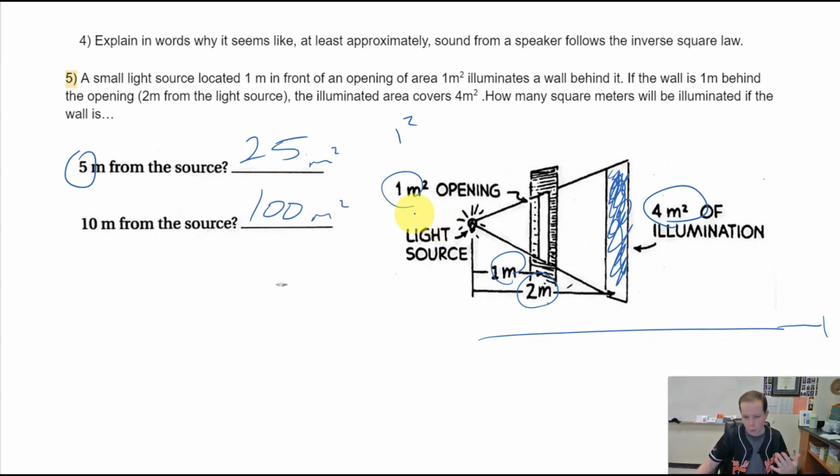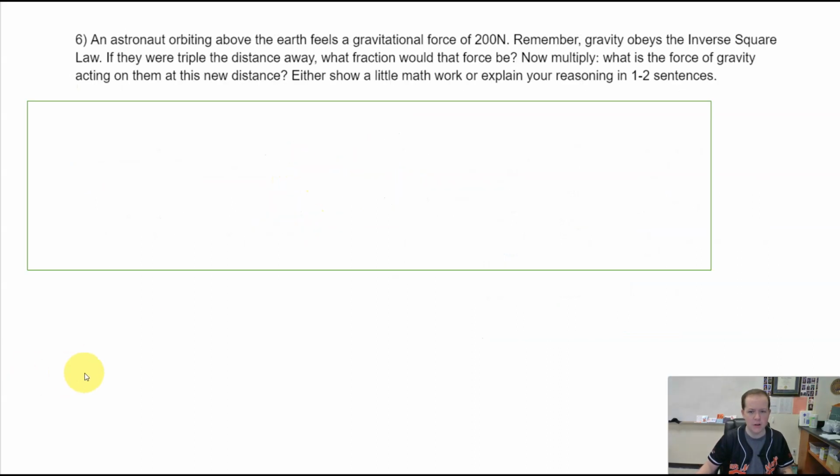So you were just doing some quick recognizing that the pattern is the area spreads out as a square. This was not really asking about the intensity. The intensity, that's the inverse part, okay? Let's move on. Question 6.